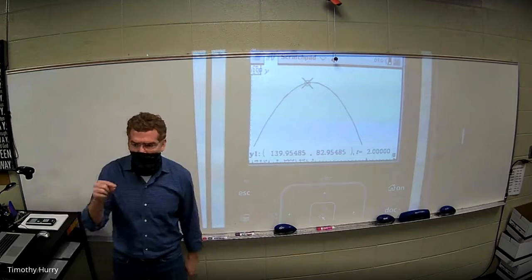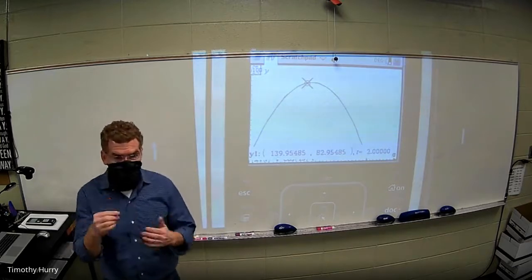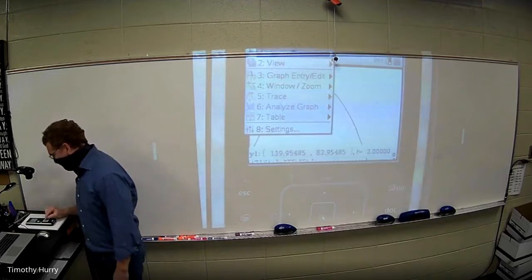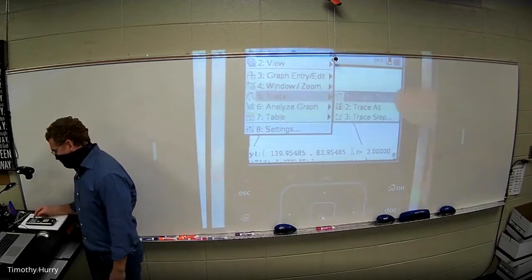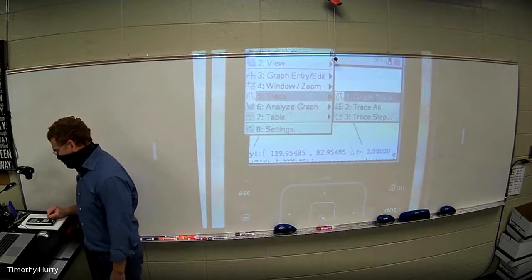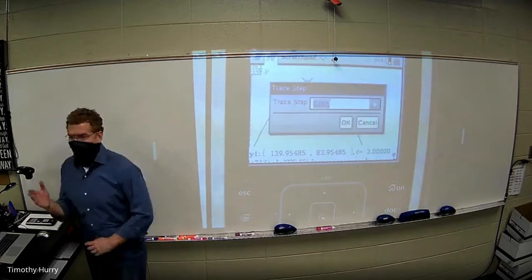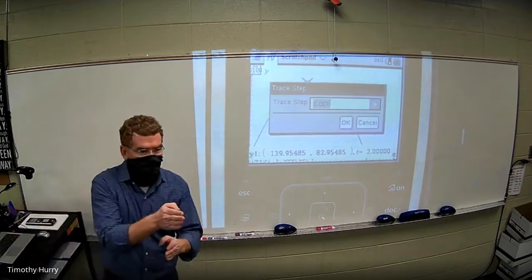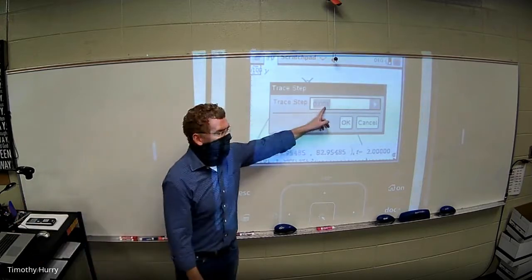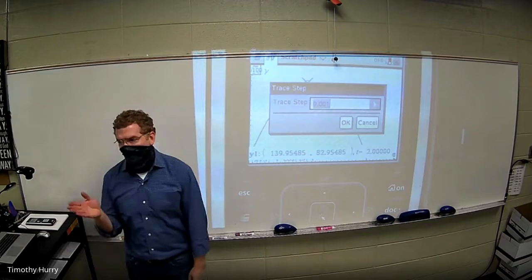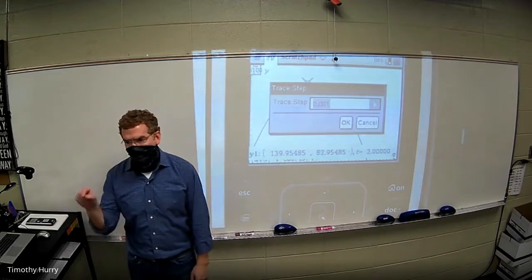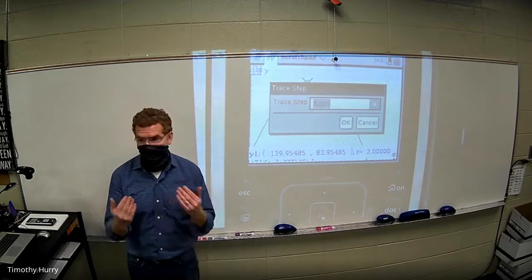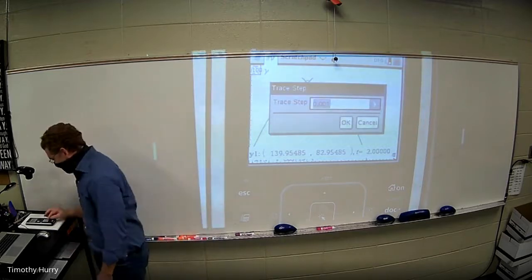Now, I don't want to just trace. I want to make sure I trace accurately. So I'm going to go back to trace right here at 5, and it gives me a trace step. So the trace step allows me to control how accurate the steps are. Right now, I'm moving every 1,000th of a second. That's a lot of slow movement, isn't it? So every time I click my button, I'm like, I'm going to be here all day. So what I like to do sometimes is to change that to like 0.1.